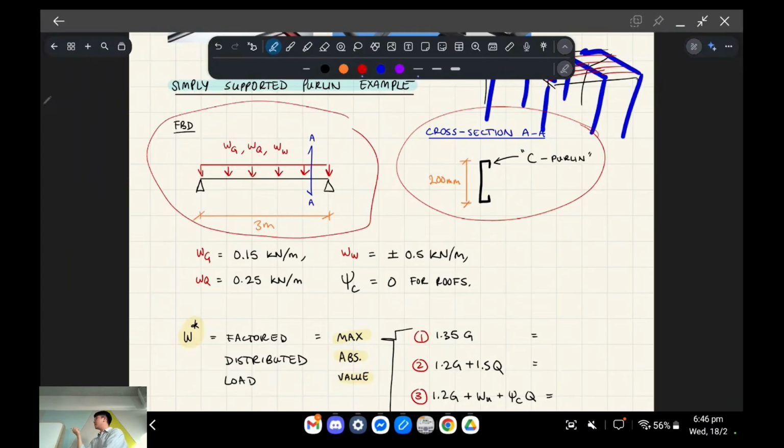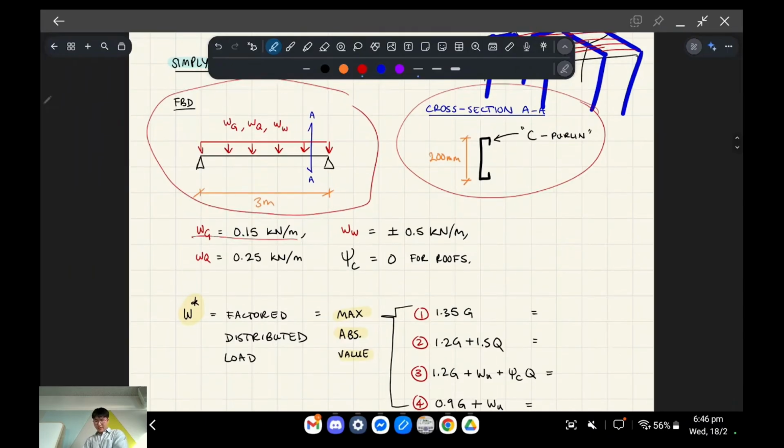So it's a simply supported beam, and it's 3 meters long, from support to support, and it's experiencing dead load, live load, and wind load. Dead loads are 0.15 kilonewtons per meter. Live load is 0.25 kilonewtons per meter, and wind load is 0.5 kilonewtons per meter. And we have to consider the up and downwards case. That's where that plus or minus comes from.